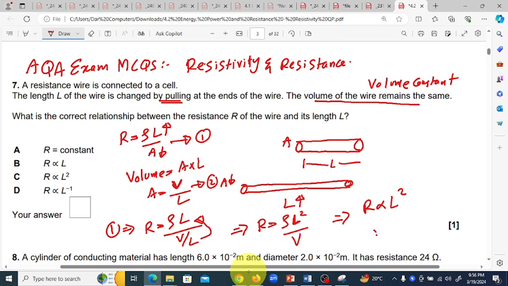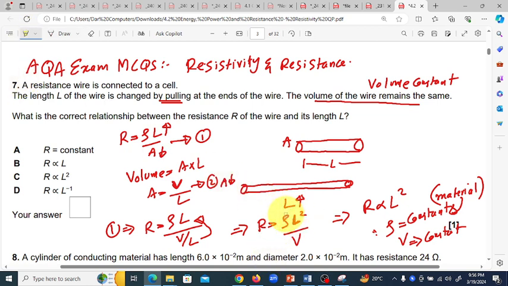We know that rho is the resistivity, and resistivity is a material property; it depends only on the material. As the wire is the same, the resistivity value rho is constant, and it is given that the volume V is constant. So if rho and the volume V are constant, R only depends on the length L square.